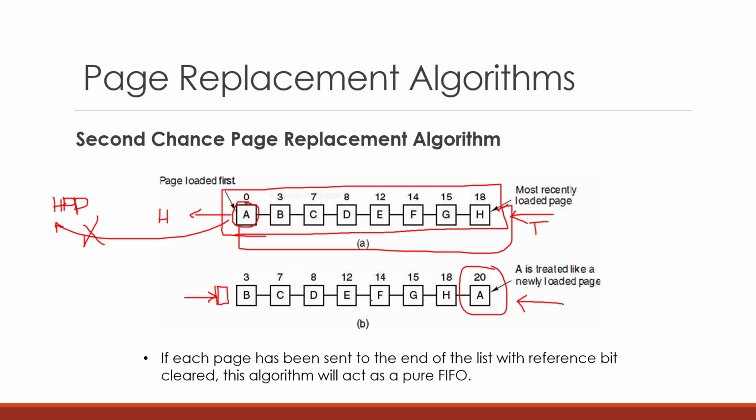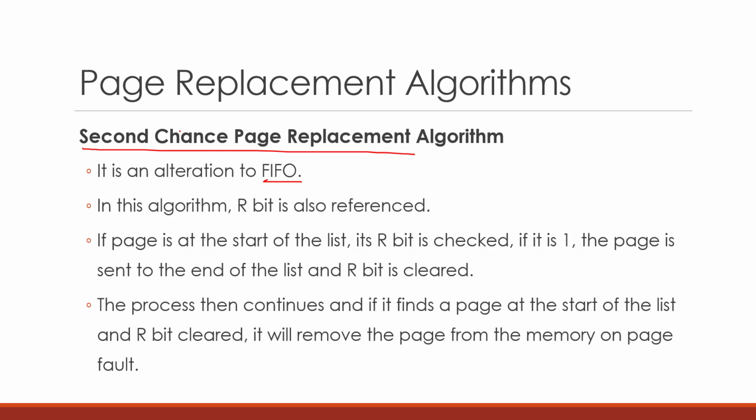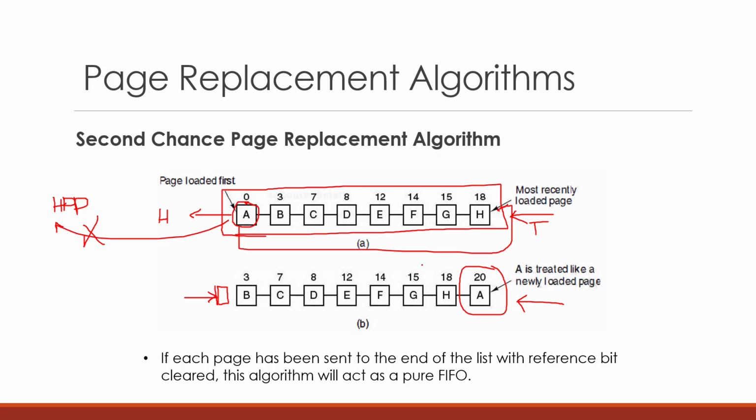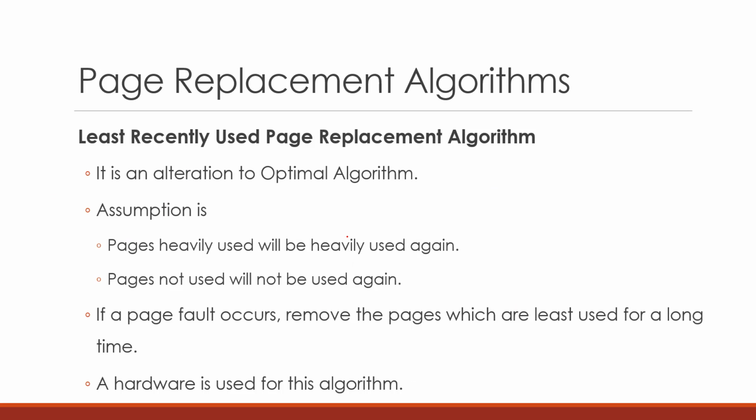It is a little bit better than our first in first out, but again there is a problem. It might be required, but then other pages have to complete their turn first, and only then will A have its turn, right? So this is the problem with the second chance replacement algorithm.